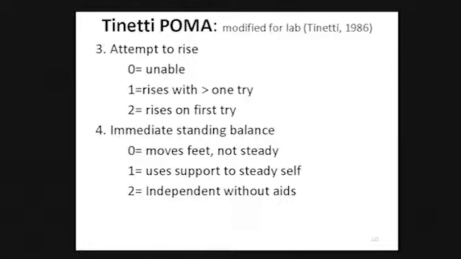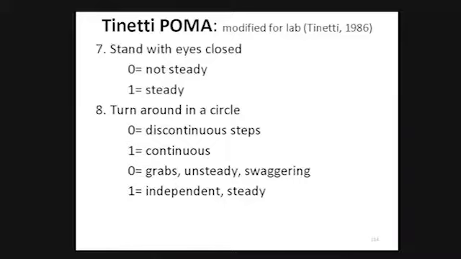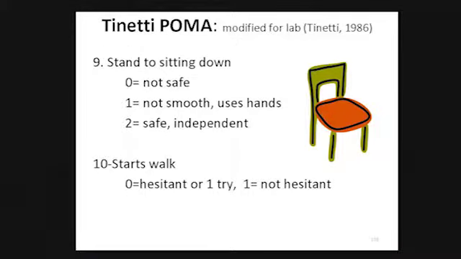When they're first up, what's the balance like? Steady, unsteady, what's their base of support? So a little bit more specific here. Sternal nudge, we nudge them in standing. Can they catch themselves or not? Stand with their eyes closed, turn in a circle. Same thing we had before. What if they transfer standing to sitting? Do they have to reach with their hands or are they independent?